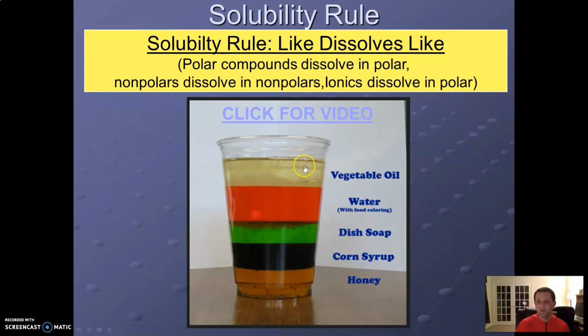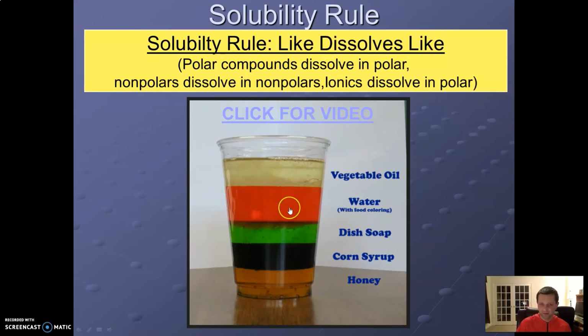So you know vegetable oil and water don't mix. And water is polar. So what does the vegetable oil have to be then if they don't mix? Well, the vegetable oil has to be nonpolar. So we have a nonpolar layer, polar for water. That means dish soap has to be nonpolar, and corn syrup has to be polar, honey nonpolar. You know what I mean? You get that alternating polarity there, which is why they're not going to combine.